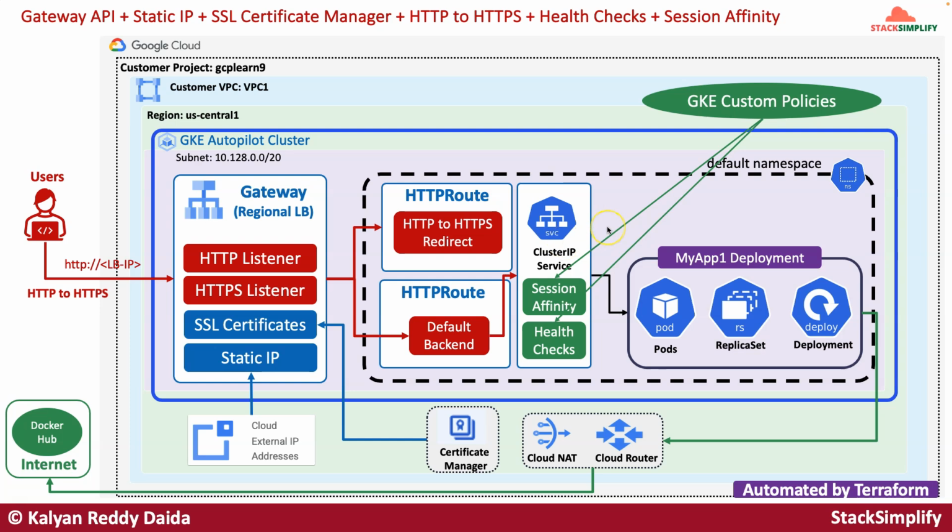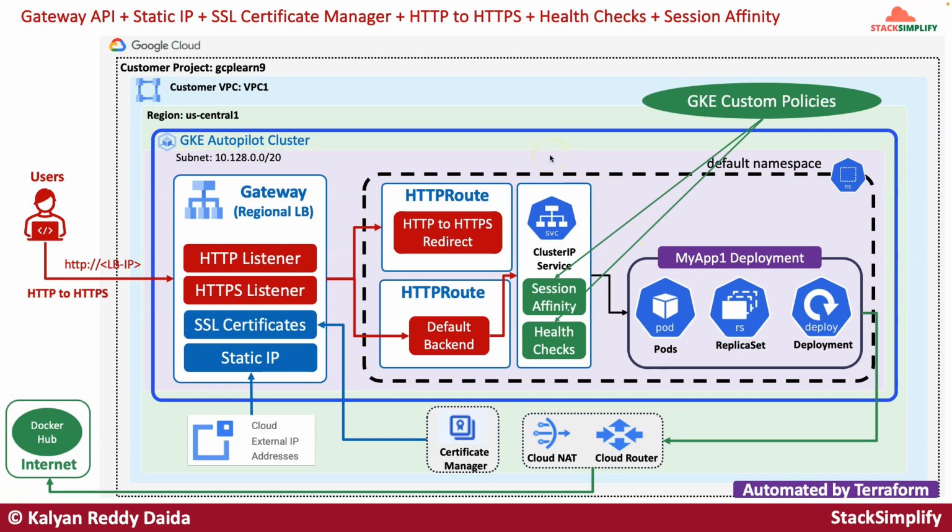And once we learn about the traffic splitting demo, we'll focus on learning very important concepts from a load balancer perspective, which are health checks and session affinity. These things we will implement at the ClusterIP service level, and those are GKE custom policies. So these custom policies we will attach to the ClusterIP service and then implement it as part of this Gateway API and test it in detail.